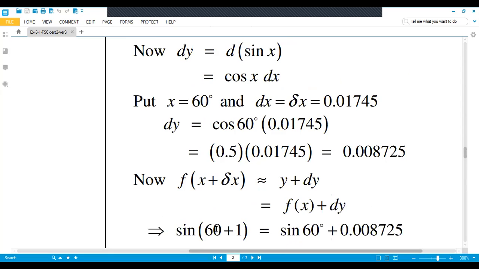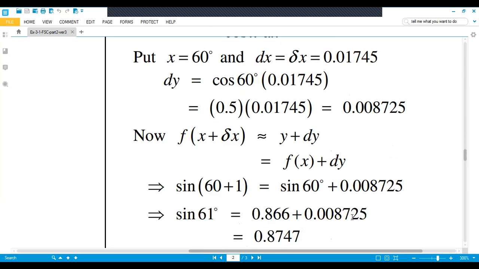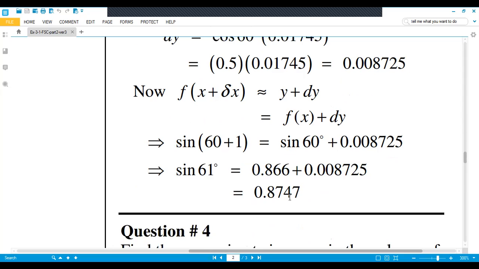So x is 60 degree, delta x is 1, and here y is f of x and dy as it is. So f of x, we already supposed, is equal to sine 60 degree, and dy we already found, so we add this value. When you solve, sine 61 degree we will find like this.